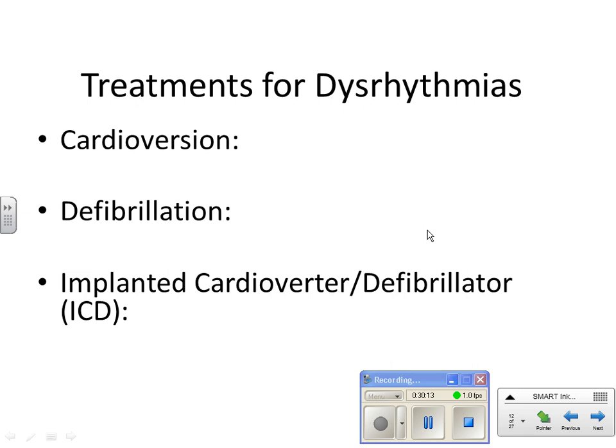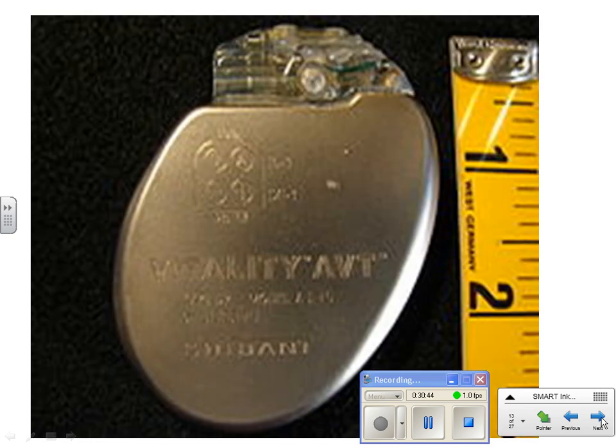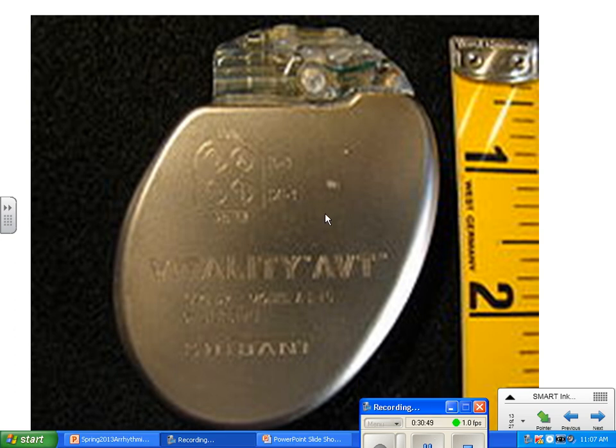So cardioversion, defibrillation, synchronized countershock, asynchronous countershock. Implanted cardioverter defibrillator. Patients who have continuous issues going in and out of VTAC can have an implanted defibrillator that will fire when their heart goes into VTAC or VFib to shock them back into normal sinus rhythm. That is a picture of an implanted cardiac defibrillator. Looks very similar to a pacemaker.